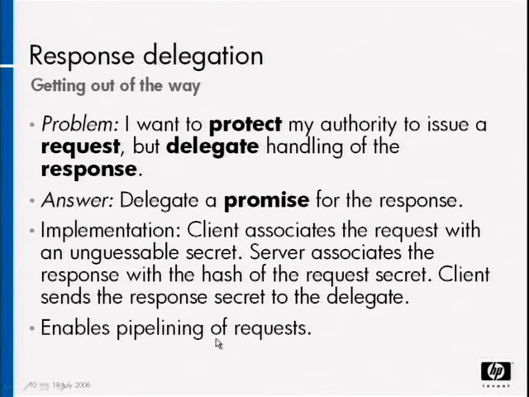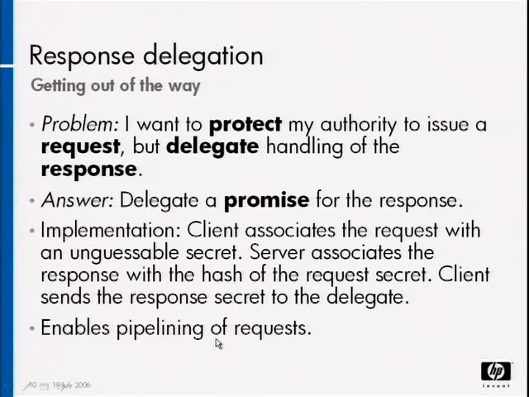In the system that I use, the way it works is the client, when it sends in a request, can associate that request with an unguessable secret. When the server receives that request, it will hash that secret and associate the response with the hash. And so essentially the hash of the request secret becomes the response secret. And now anyone who knows the response secret can fetch the response.